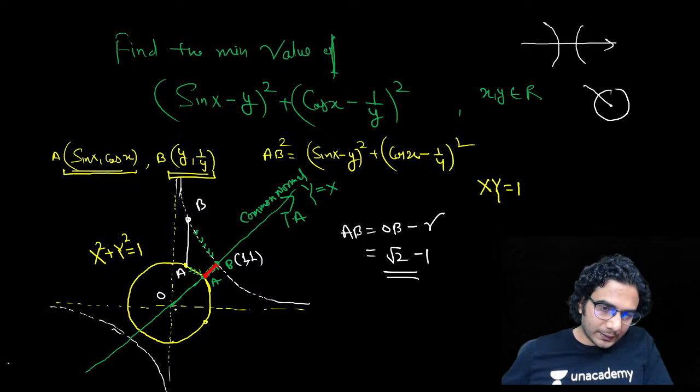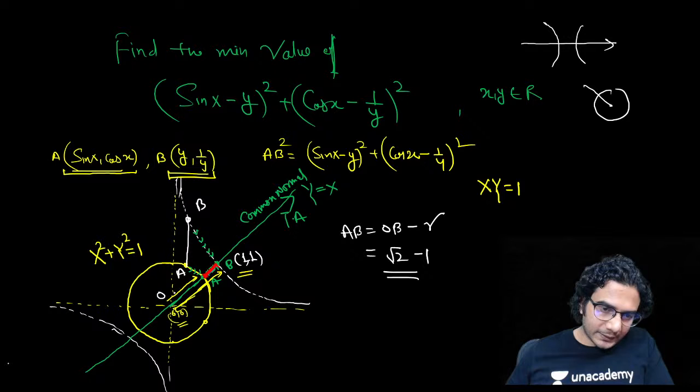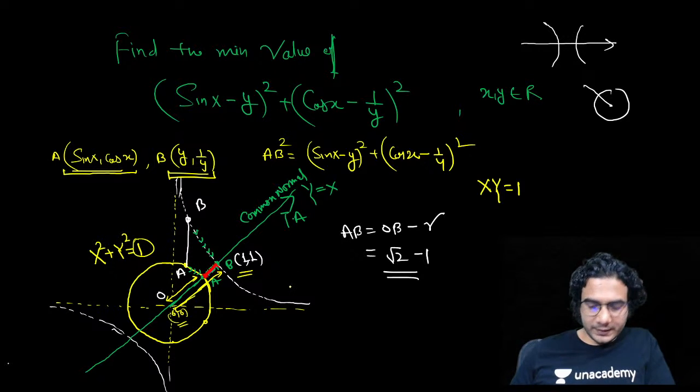Root 2 minus 1 came like this: we found the distance of 0, 0 from 1, 1, which is root 2. Distance between 1, 1 and 0, 0, and minus the radius. The radius of this circle is 1. So root 2 minus 1. Understood?